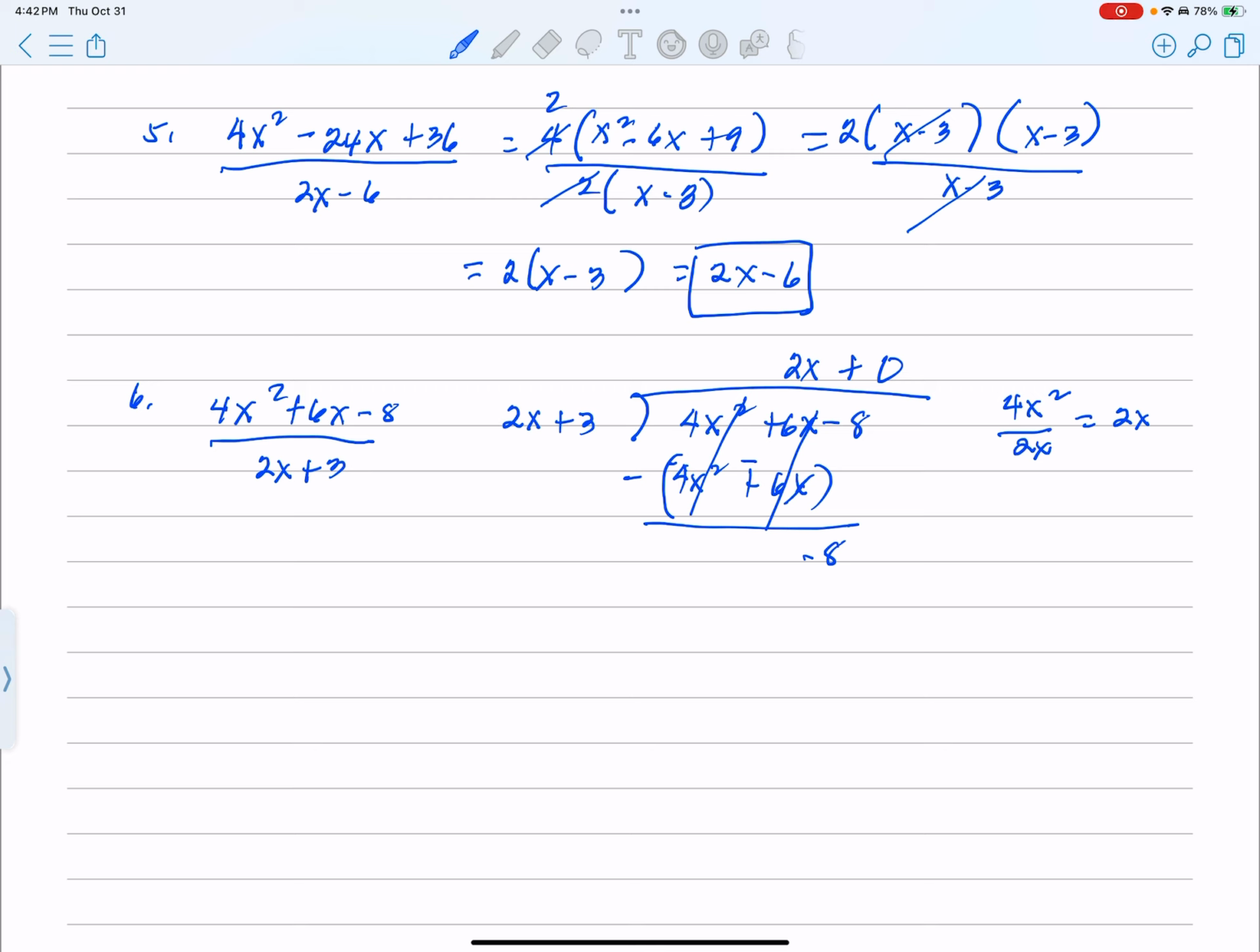0 minus 2x, that is 0. 0 times 2x, that's 0. That's negative 8. So your answer, actually, it's not a long division as to that. 2x plus or minus 8 over 2x plus 3.